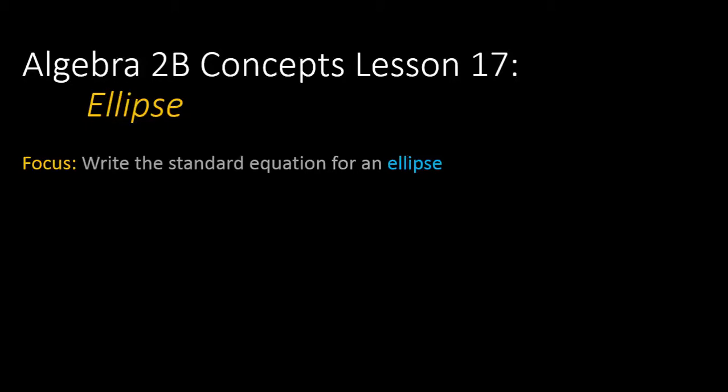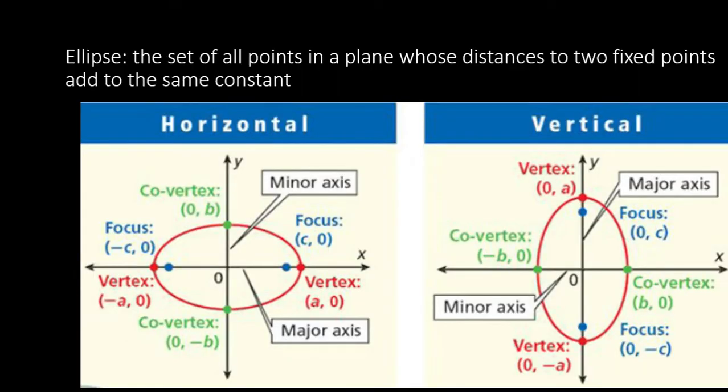Practice writing the standard equation for an ellipse. First of all, what is an ellipse? More commonly, you might refer to it as an oval. It's the set of all points in a plane whose distances to two fixed points add to the same constant.